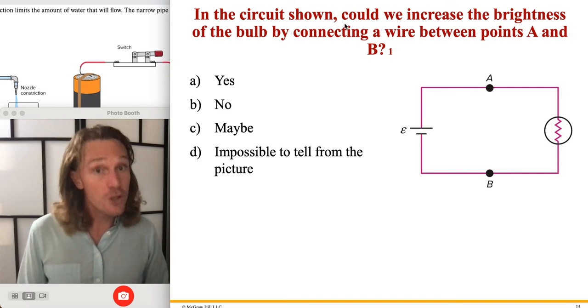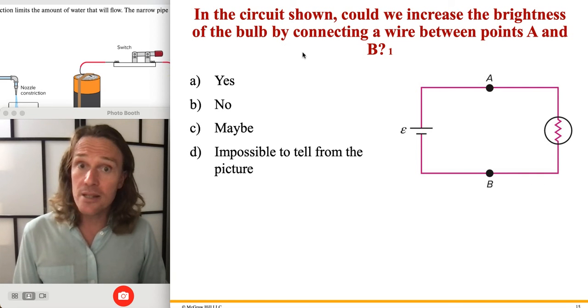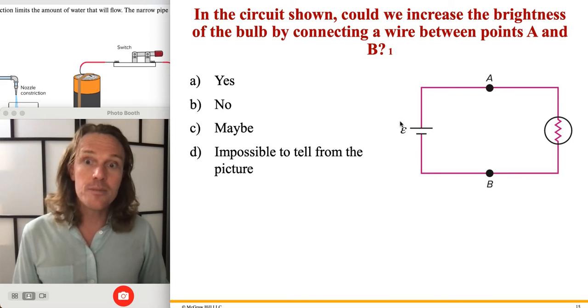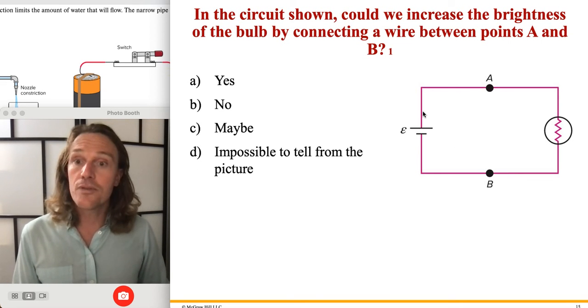So in the circuit shown, could we increase the brightness of the bulb by connecting a wire between points A and B? Would that help things out? Symbols here, right? Because this is our new language of learning how to read these circuit diagrams. This right here is the symbol for a battery.